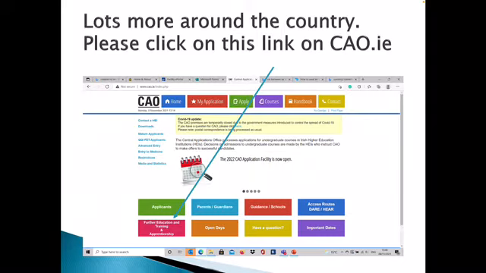However, there are lots more PLC colleges around the country. On the cao.ie webpage, there's a link now, you can see it, for further education and training, and this will guide you to all the colleges throughout the country.